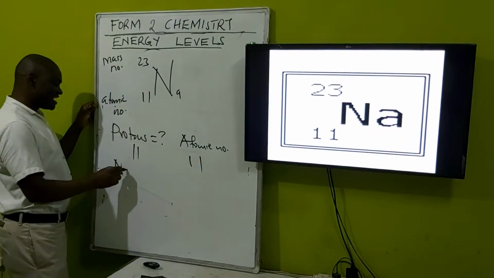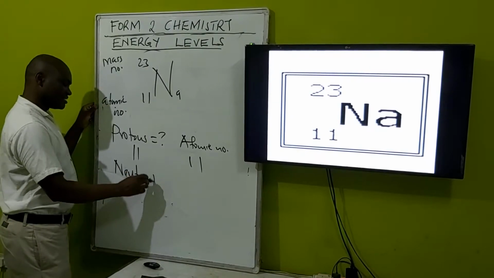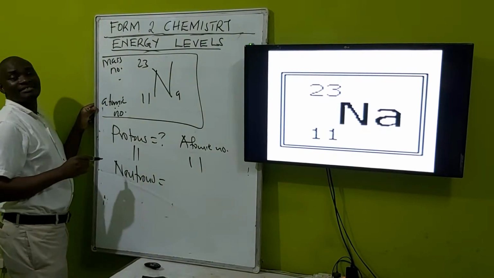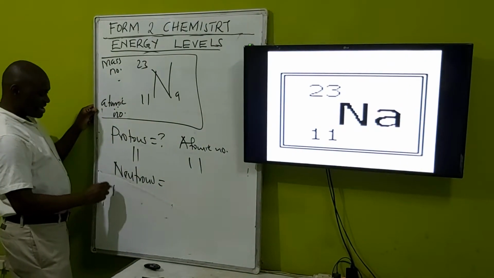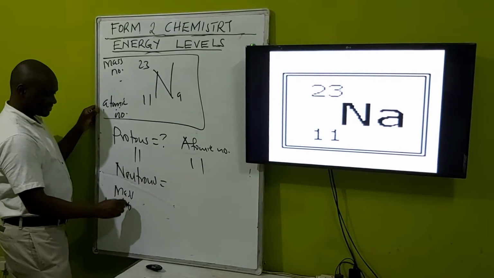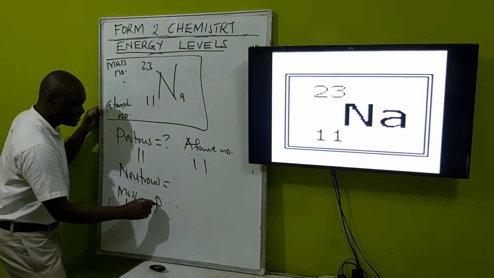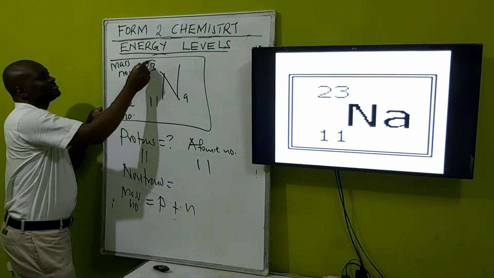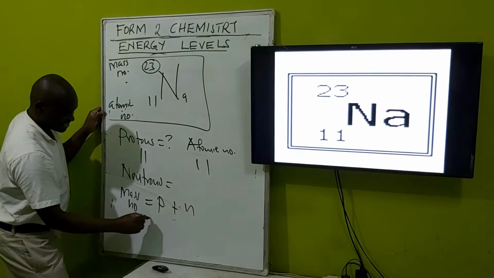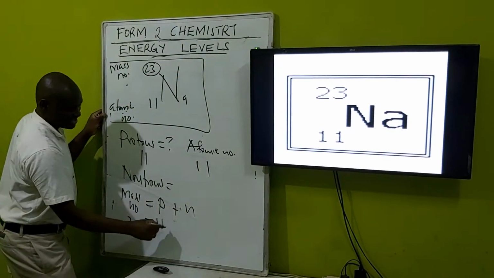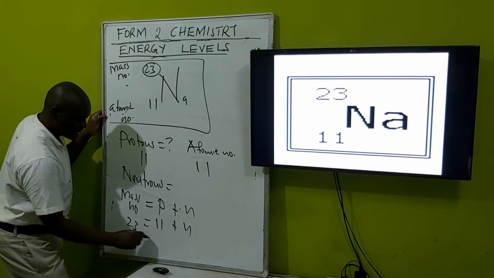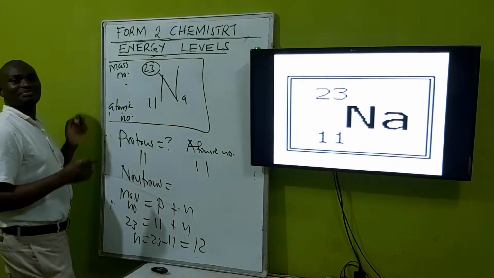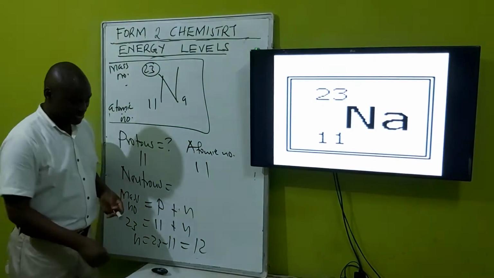Then if you want to get the number of neutrons in sodium, given this, what do we do? We know that mass number is equal to protons plus neutrons. Mass number is 23. Protons are 11. So neutrons will be what? Meaning neutrons will be 23 minus 11, which is 12. So this atom has 12 neutrons.